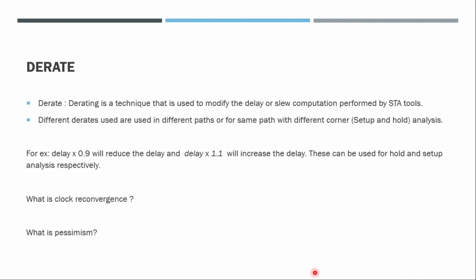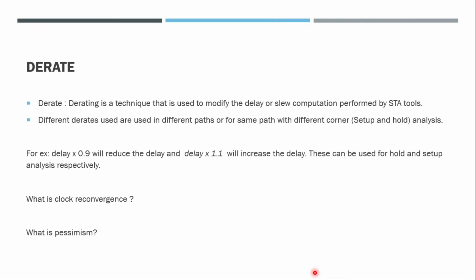Since we have to include those variations in our analysis, we have to make it much worse than what the values actually are. Different derates are used for different paths, or for the same path with a different corner. For example, for the setup corner, we may use a higher derate than that of the hold corner. I have shown this here, where a delay times 0.9 will reduce the delay. Reducing delay is bad for what? It is bad for hold analysis, right? Hold check. And increasing delay, which is delay times 1.1, a 10% increase, we do only for the setup analysis. So this is how we do it based on the environment.